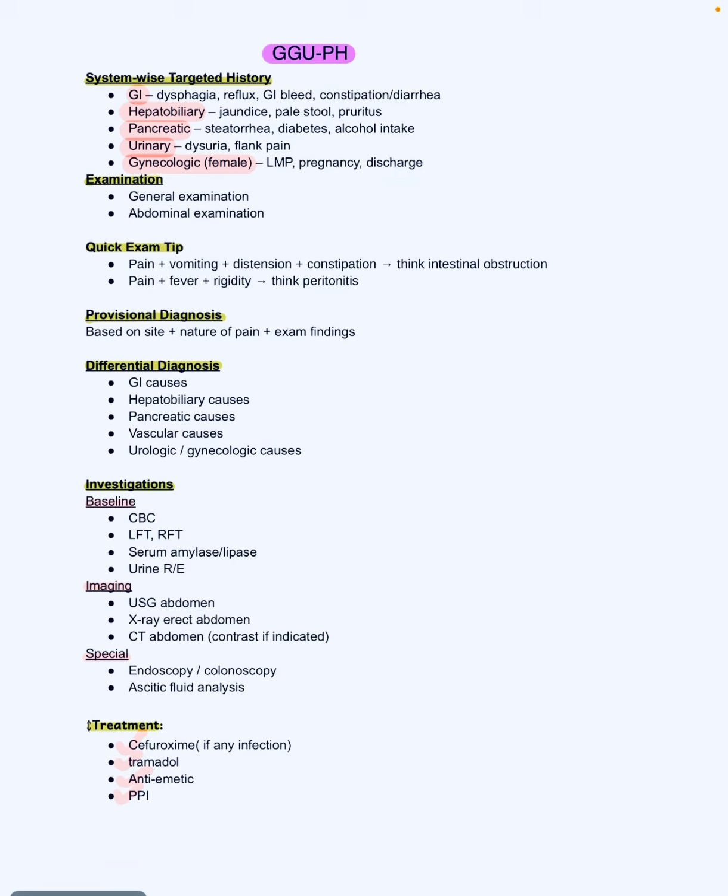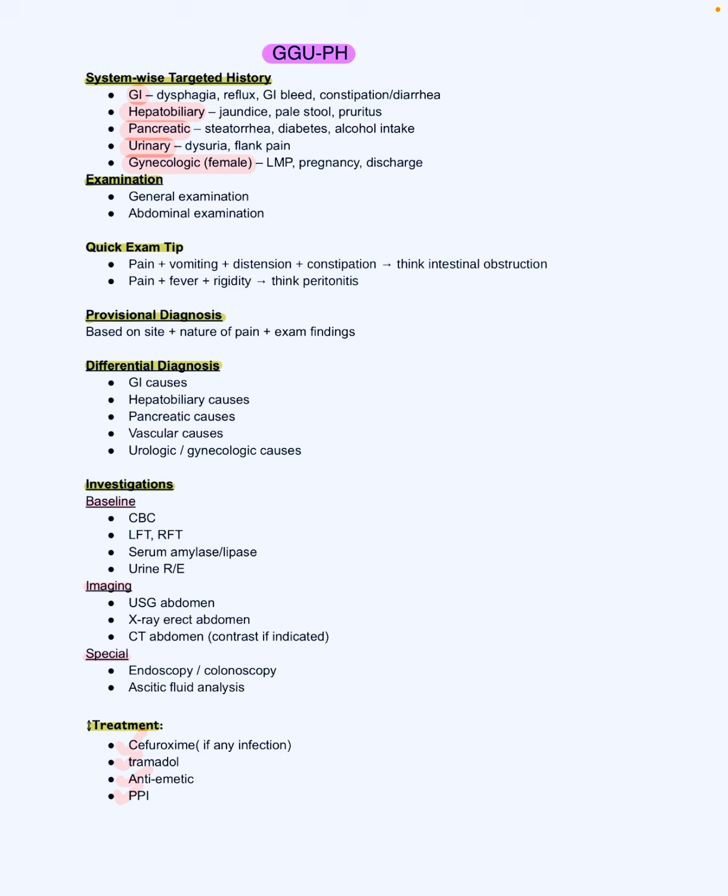Investigations. The baseline investigations are CBC. We should look for infection and anemia, liver function test, renal function test, serum amylase or lipase, and urinary routine examination. Imaging includes ultrasonography of abdomen, first line investigation, X-ray of chest or abdomen in erect posture, and CT abdomen. And special investigations are endoscopy or colonoscopy, and sometimes ascitic fluid study.